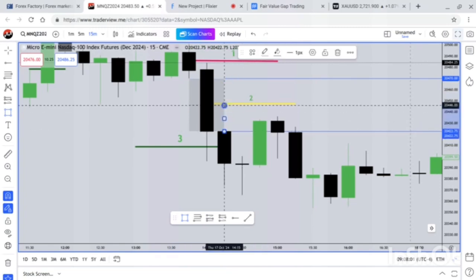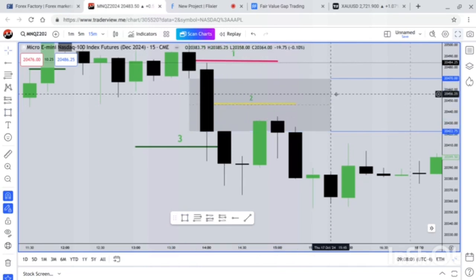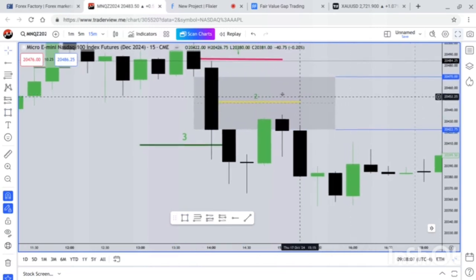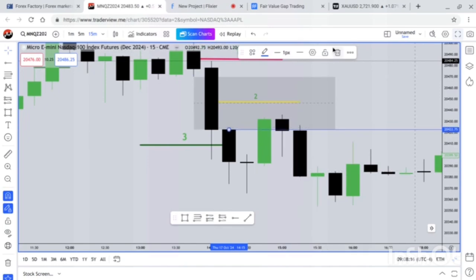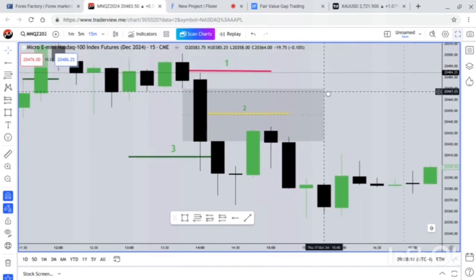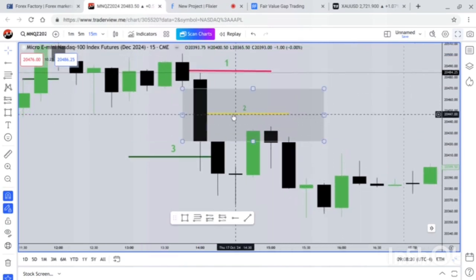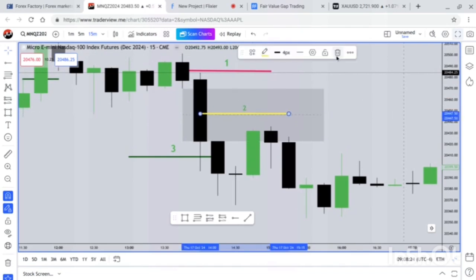Then you shift it. You shift your fair value gap. Now let me remove this blue line. This blue line, I'm also going to remove. Okay, I'm also going to remove this yellow line, since you know it's the second candlestick, I'm removing that.